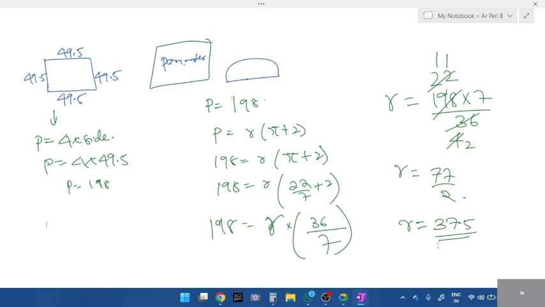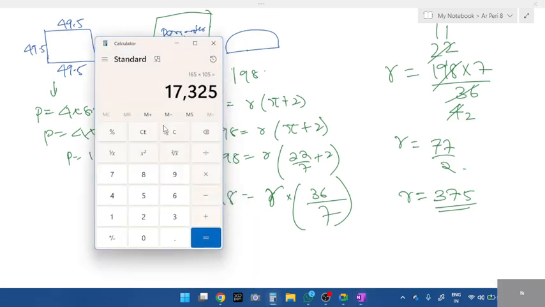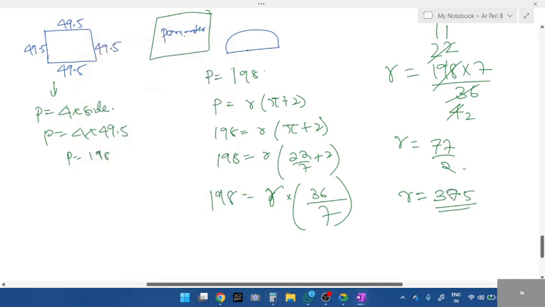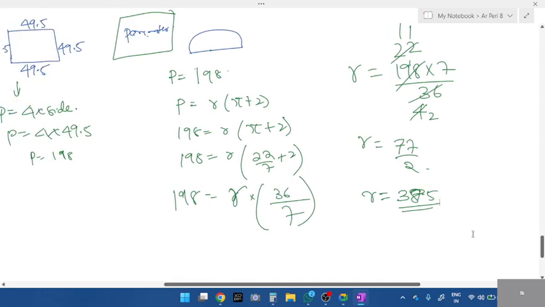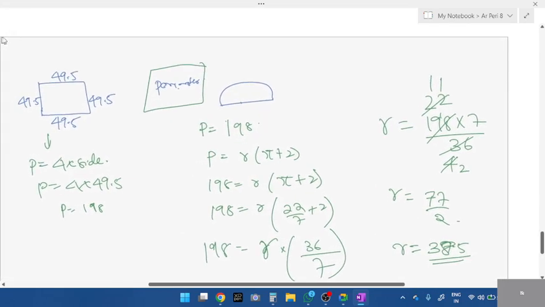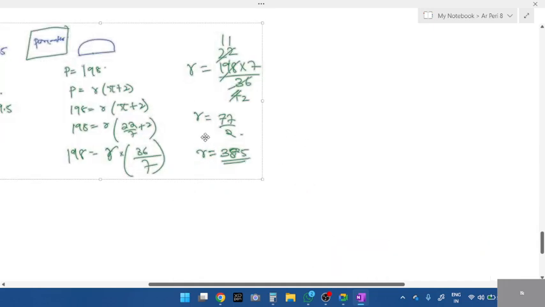Sorry, 38.5. Yeah, divide it, not 37. Divide 77 by 2. Look at the screen, student. 77 divided by 2. What's the answer? 38.5. See, sometimes the textbook answers will be wrong.